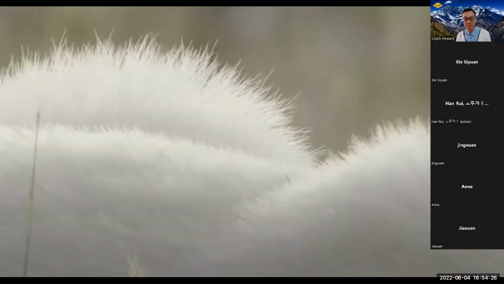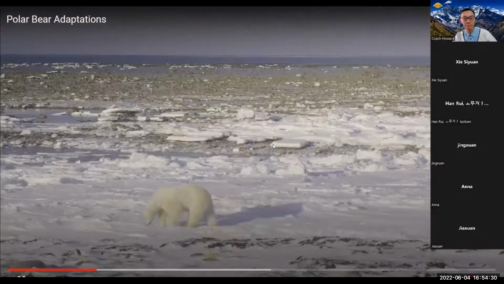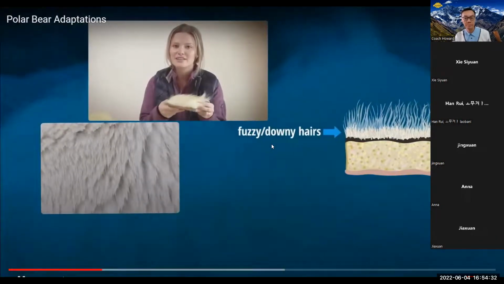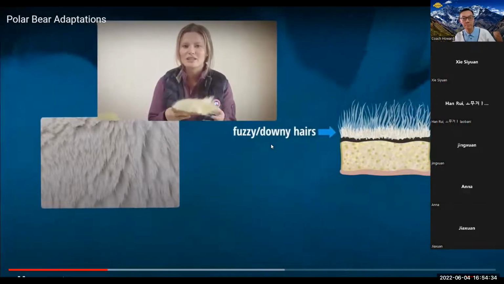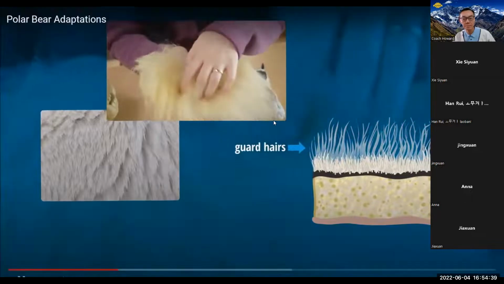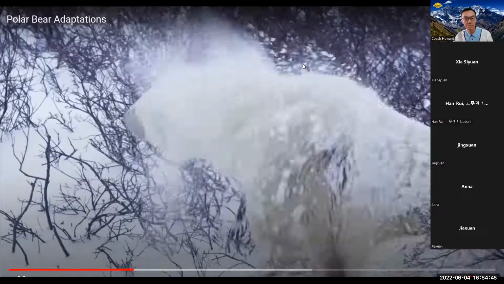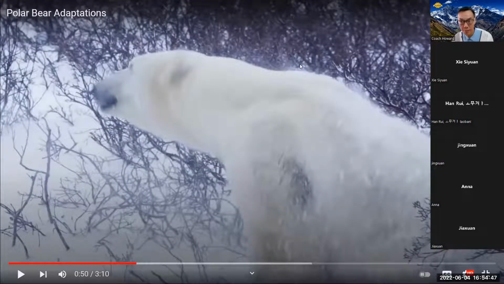Polar bears have very thick fur that helps keep them warm. In fact, they have 2 layers of fur. They have a thick, fuzzy, downy layer right next to their skin, which would be like us wearing a woolly sweater. And then they have a layer of guard hairs, longer hairs over top. It's kind of like their raincoat. And these 2 layers of fur help keep them warm even when it's about minus 40 degrees centigrade in the Arctic.